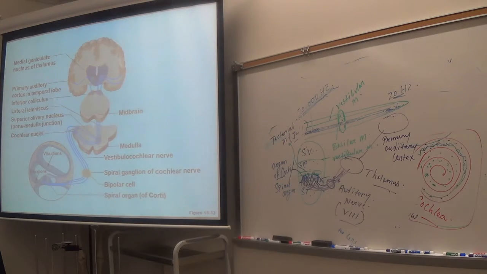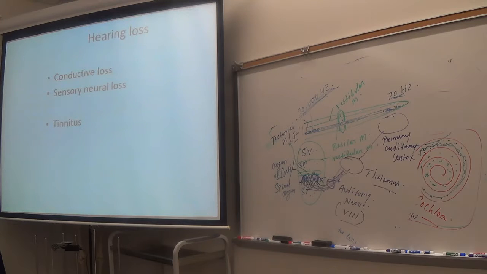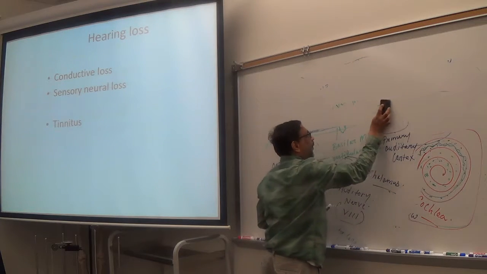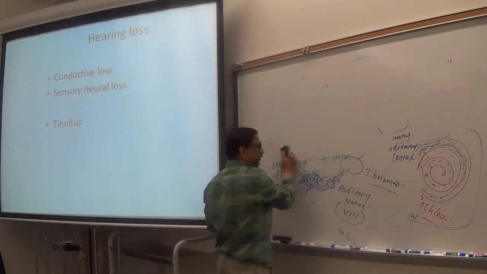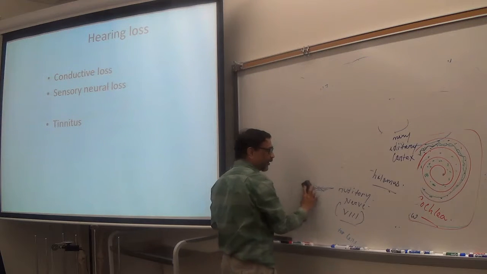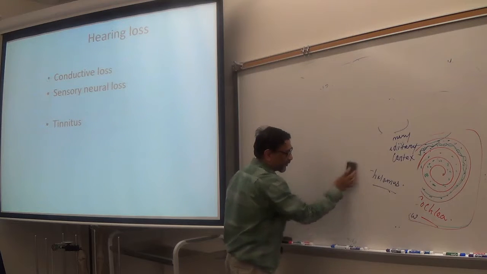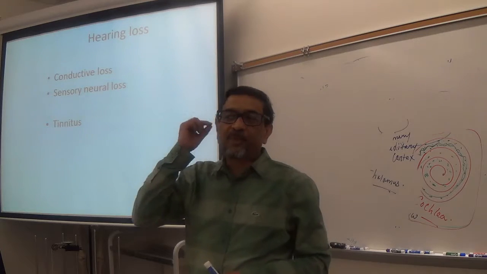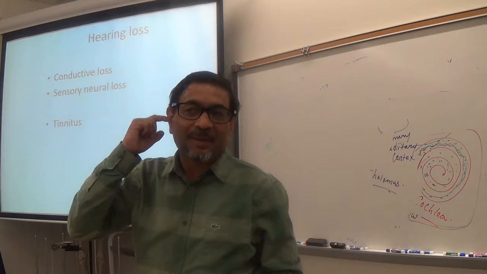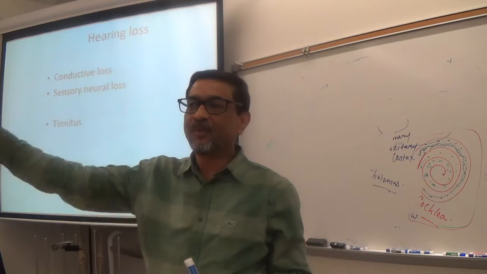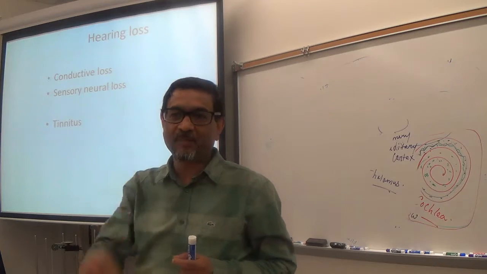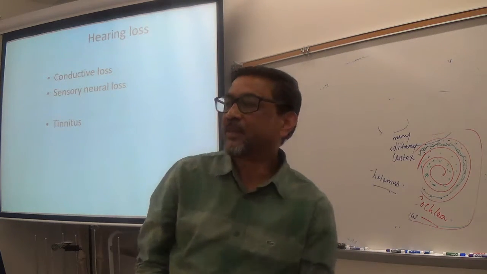That's the pathway. Now, hearing loss. Two types of hearing loss occur. One is called conductive hearing loss, and another type is called sensorineural hearing loss. Now, what is conductive hearing loss? If I put a piece of cotton in the ear, you will not hear, right? If I block it with something, you will not hear. So that is conductive hearing loss.